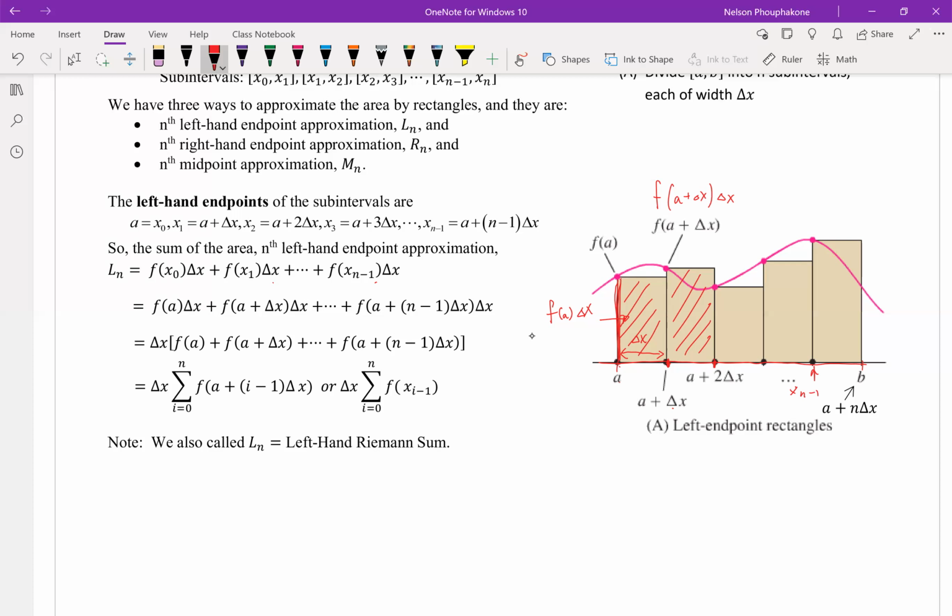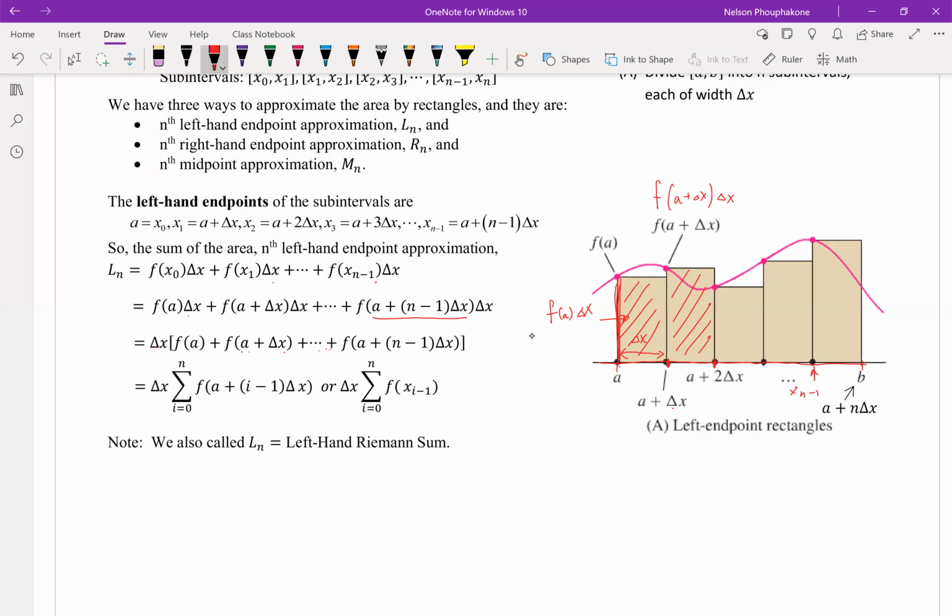And of course, we know that x sub n minus 1 will be a plus n minus 1 delta x. Anyway, if we do it this way, then think about this. What we could do here is, since each term has delta x, we could factor out the delta x, and then we just have f of a plus f of a plus delta x plus up to f of a plus n minus 1 delta x.